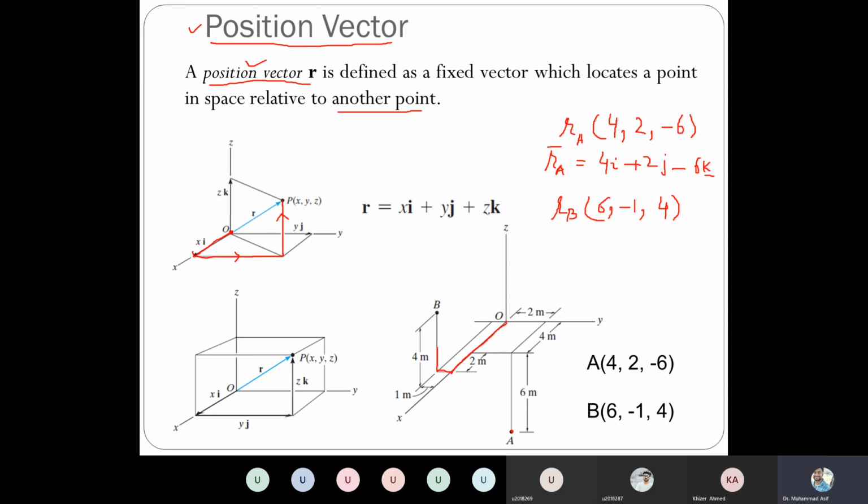So here is the position of point A and the position of point B. I hope that you can specify the position vector of any point in space. Is that clear to everyone? Yes, sir.